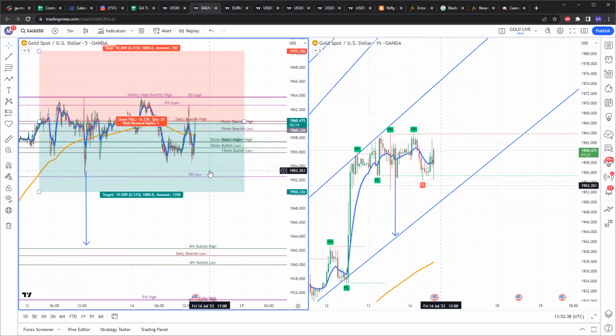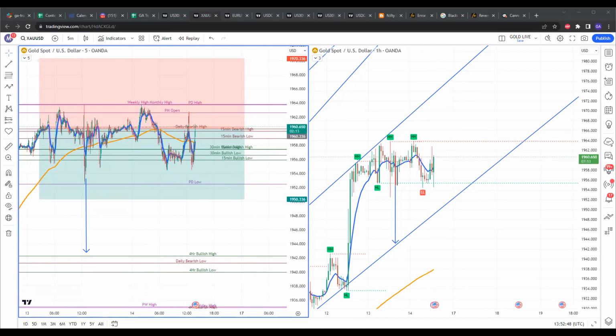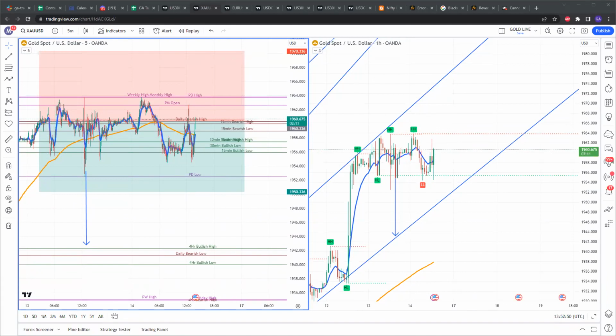So at this point, I think I might just close out this gold trade at break even, since also it's Friday. Yeah, I might just close out that gold trade at break even.